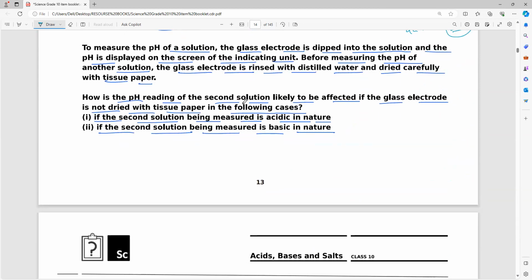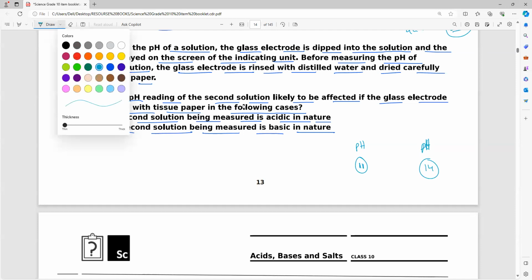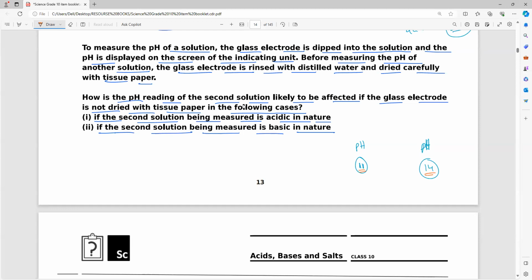Yes, sir. Basic. Which is stronger? Suppose, for example, I'm asking: is a pH value of 11 a strong base or is a pH value of 14 a strong base? Everybody? Is pH value 11 stronger or pH value 14 stronger? 14 is stronger. Understanding? Because for bases, the greater the pH, the greater the strength: stronger acid, stronger base.